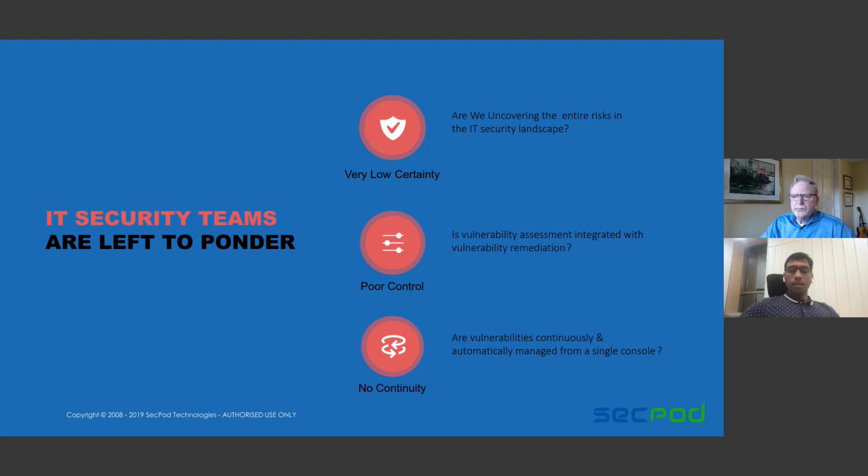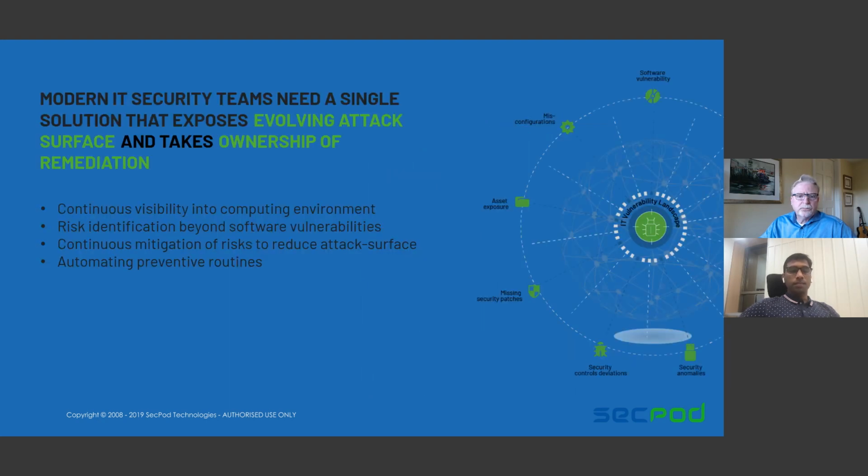And so the challenge is providing visibility to the computing environment, identifying all the vulnerabilities that the IT infrastructure is exposed to, and having an integrated capability to remediate the problem and making it into a continuous and automated routine. So that's basically what we're going after.